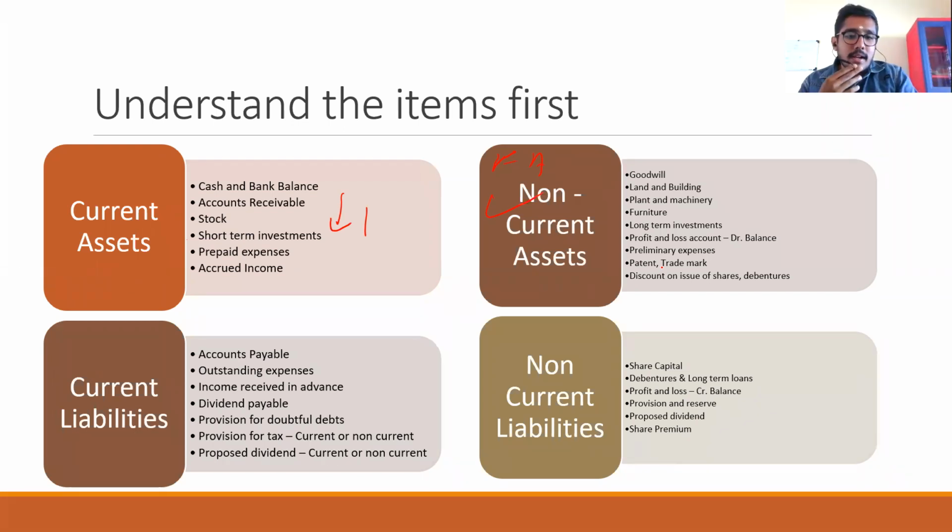Come to non-current liabilities: profit and loss account, credit balance. What does it mean? While preparing the balance sheet, what are you doing? Adding up the net profit with what? Capital. Net profit is added to capital. What does it mean? Liability. Yes, it is a liability. So, profit and loss account debit balance, and the next item is preliminary expenses.